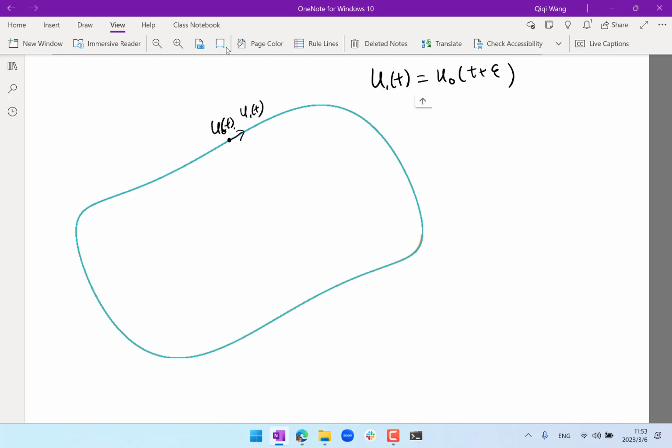Then how would these two solutions evolve as you integrate in time? Well, if one starts with u1 of 0 equal to u0 of epsilon, so basically u1 is u0 after a time shift, then u1 of t would always be u0 of t plus epsilon, because they both satisfy exactly the same differential equation, right?